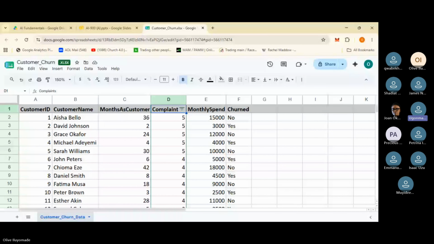Okay, ma, sorry, what if it's not likely the case? What if there's somebody that has stayed for long and also had the same complaint and monthly spend, but still churned?